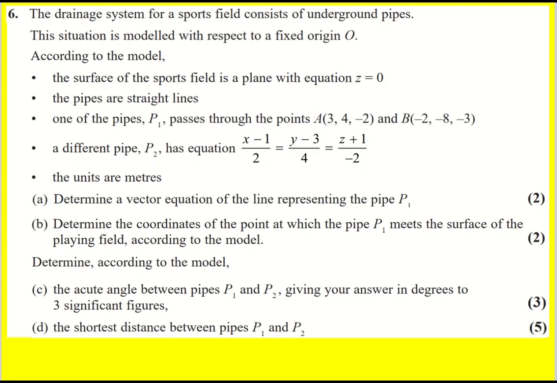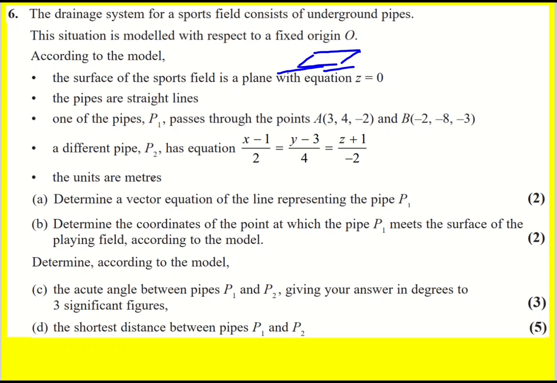Drainage system for a sports field consists of underground pipes. The situation is modelled with respect to a fixed origin, and according to the model, the surface of the sports field is a plane with equation z equals 0. Pipes are straight lines, and one of the pipes, P1, passes through these 2 points, so we're working in 3 dimensions.